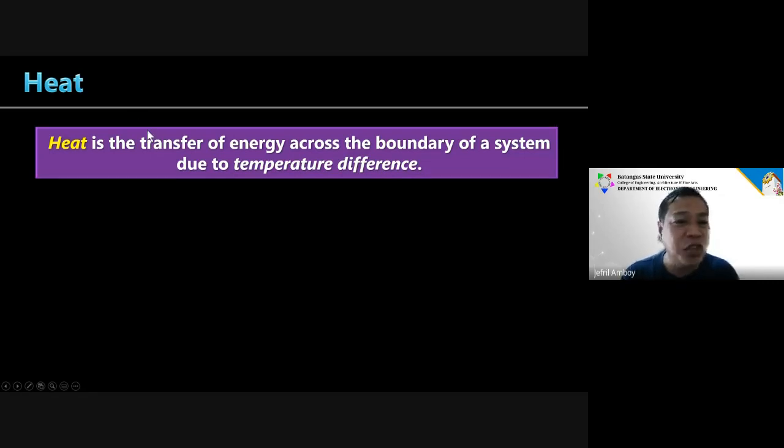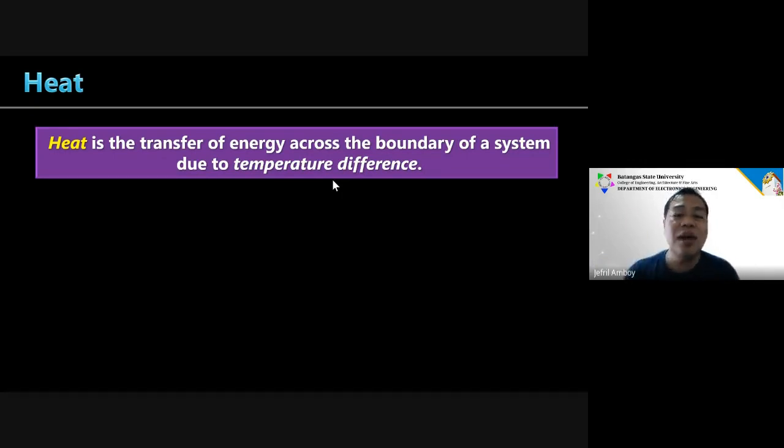It is the transfer of energy. Of course, there is a boundary. Across the boundary of a system due to temperature difference. You have to mention this in the definition. Why? Because this is the reason why heat occurs. Because there is a temperature difference.